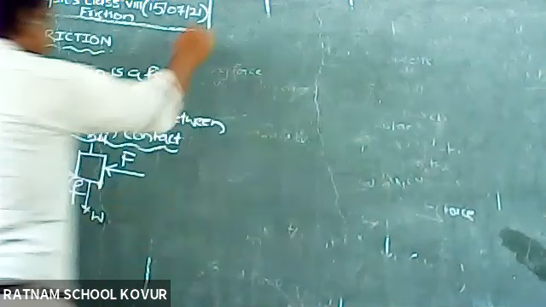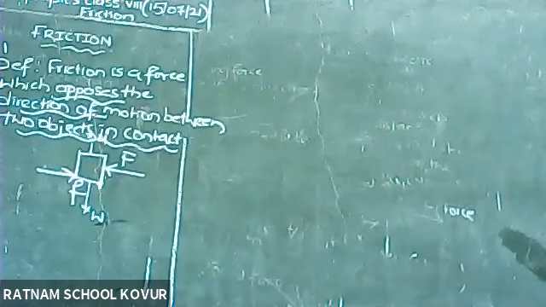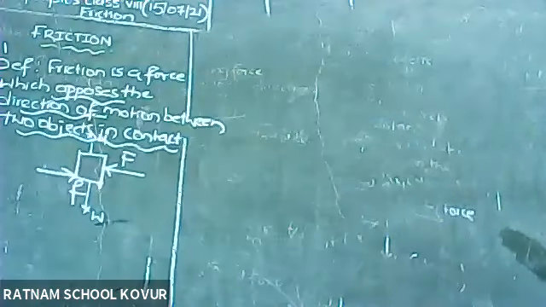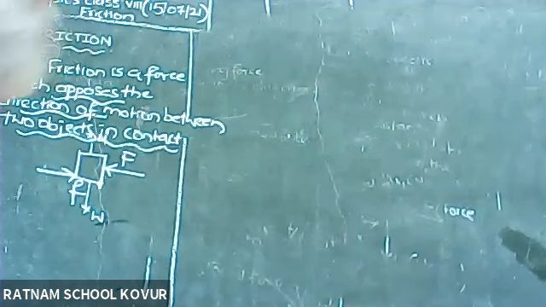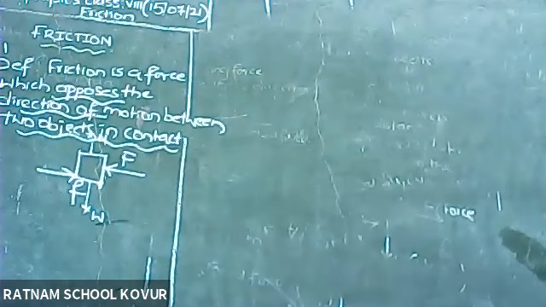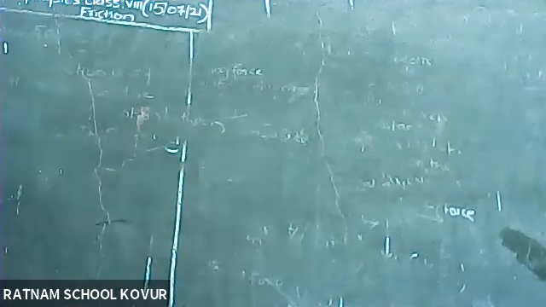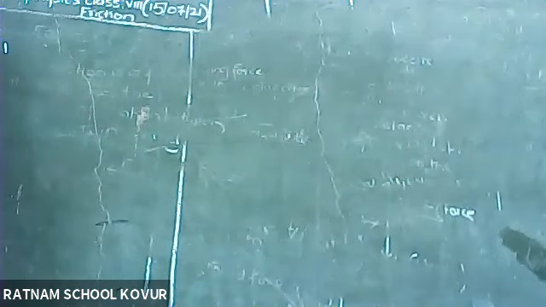Now let us do an activity. One activity we will do here. We have understood friction. Now we are going to see one activity to understand two types of friction. Activity means small experiment.